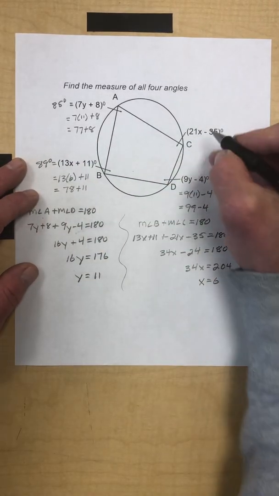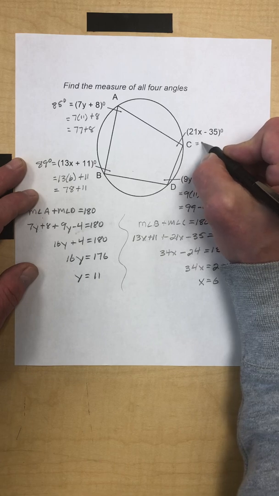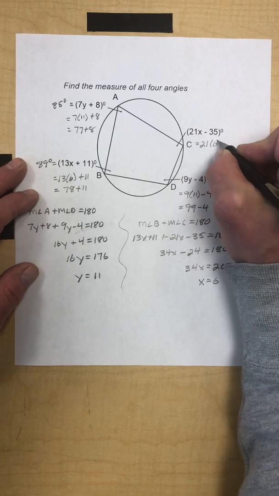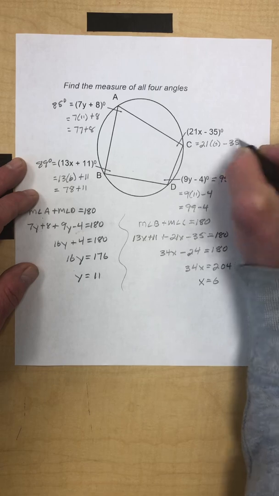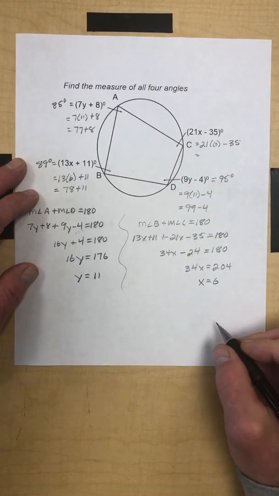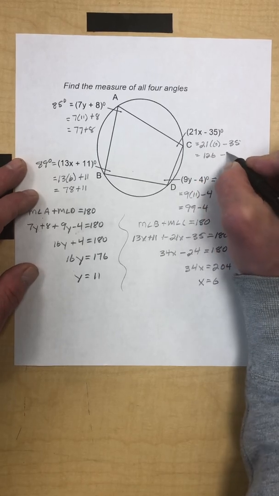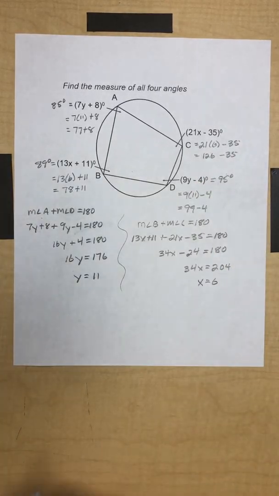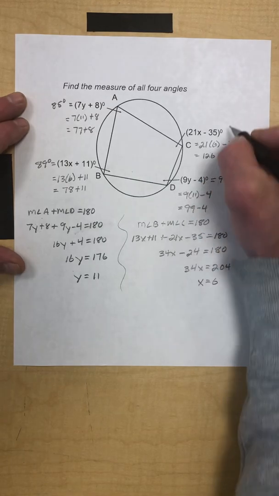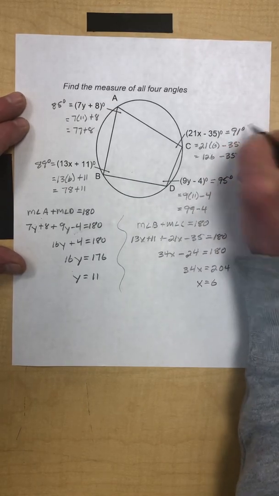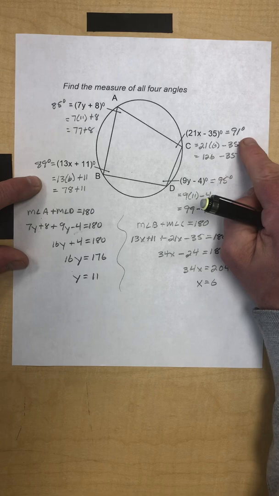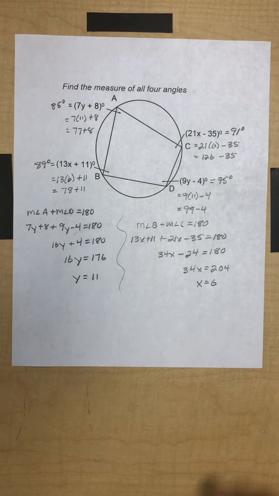Now if we go up here for angle C, 21 times 6 minus 35. That's going to be 120 plus 6, so 126 minus 35. Let's check it with the calculator. 126 minus 35, I'm getting 91 degrees. And then we look at 89 and 91. They're definitely supplementary. They add up to 180. So we should feel pretty good about that.